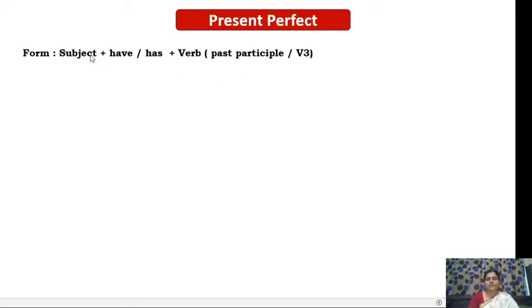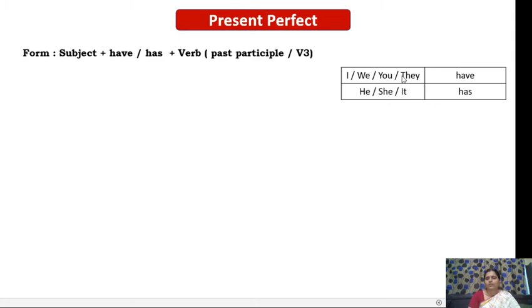We have subject plus, as it is perfect tense, we have to use have forms here. Have or has. It depends on the person which we are using. Plus verb, and this verb has to be in the third form, that is past participle form. So we have three forms of the verb. One is present form, other is past form, other is past participle form. So we have to remember that in perfect tenses we use V3 form of the verb.